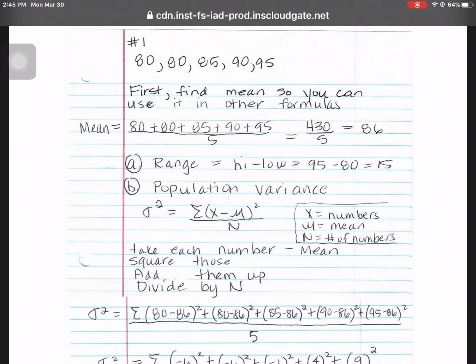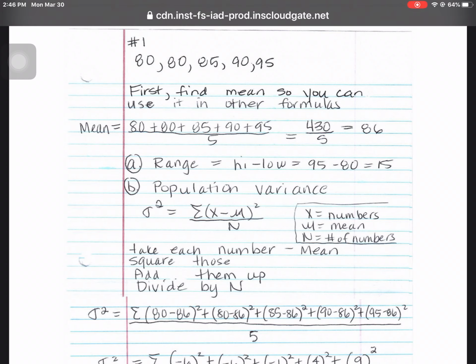The range is the easiest one. Let's do that first. You take the highest number, 95, subtract the lowest, 80, and that equals 15. So the range equals 15.